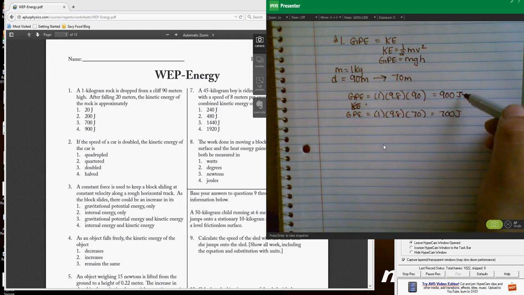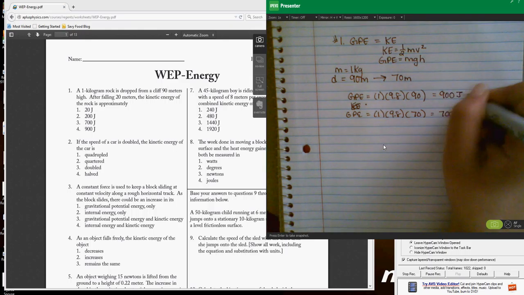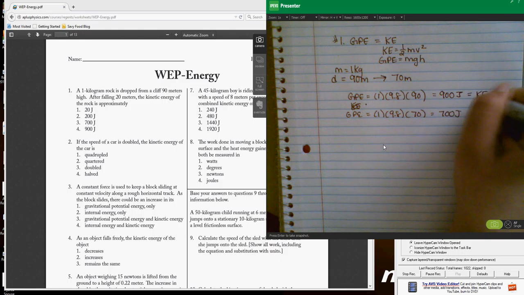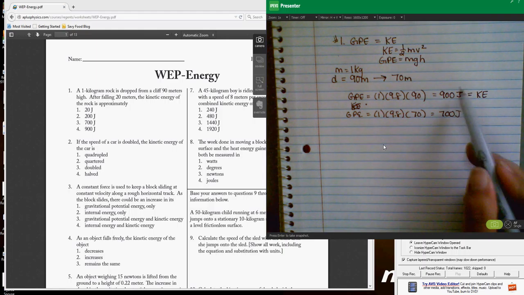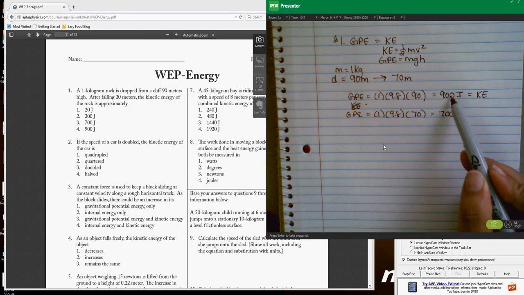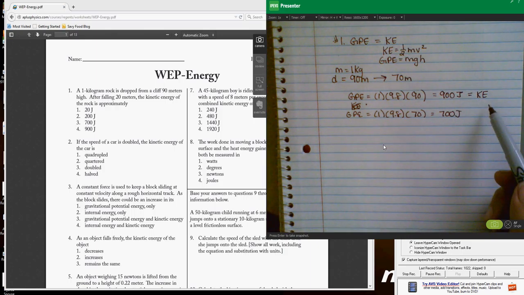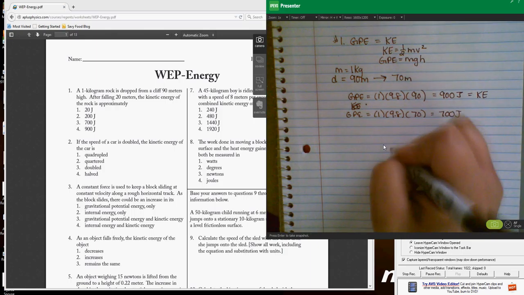So if this is my maximum, when this is maximum, this is also equal to the total kinetic energy. Well, if this is how much GPE I have remaining, that means I have to subtract these two, so whatever's left over is going to be the kinetic energy. So I'm going to draw this real quick.